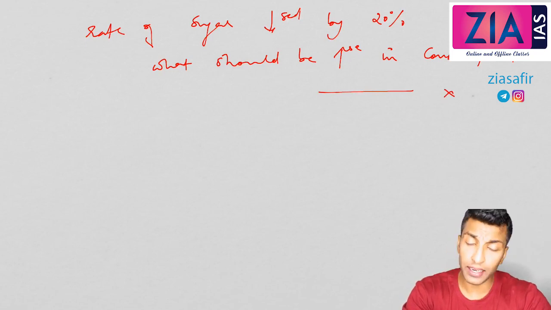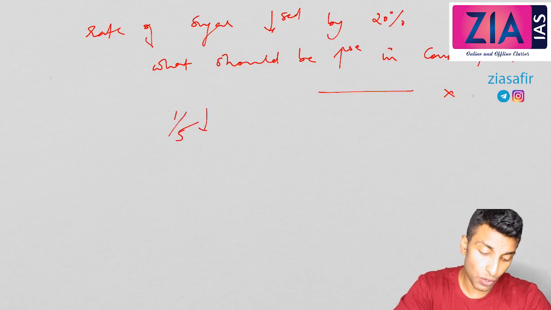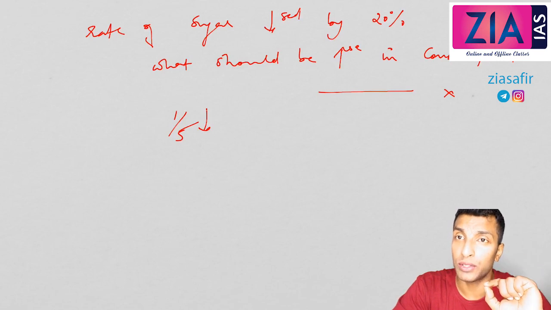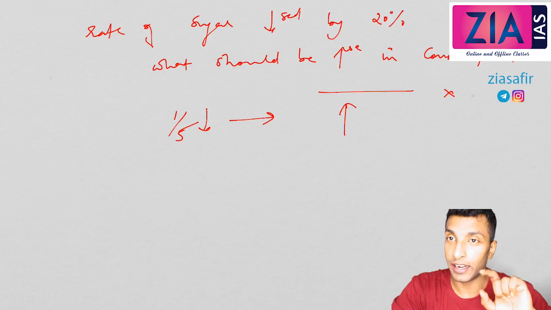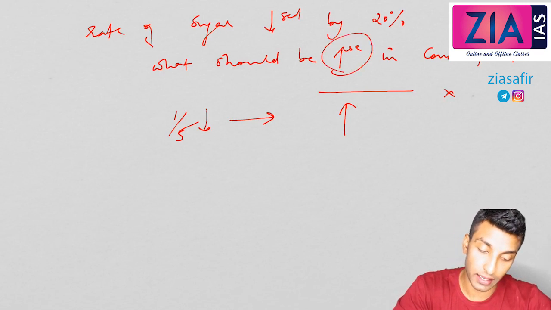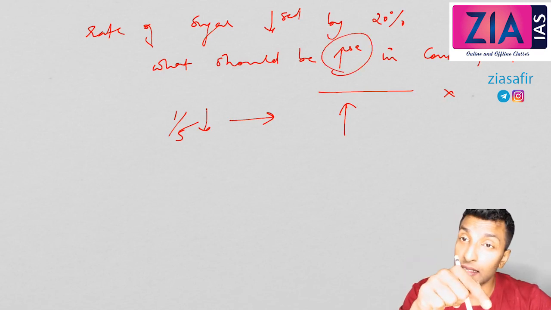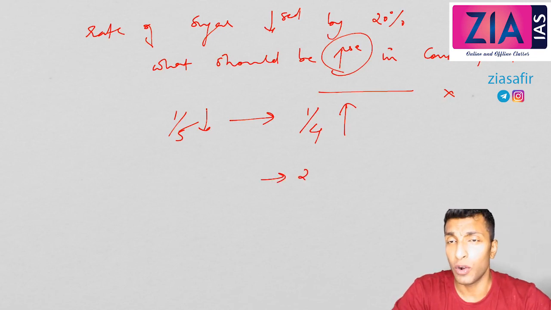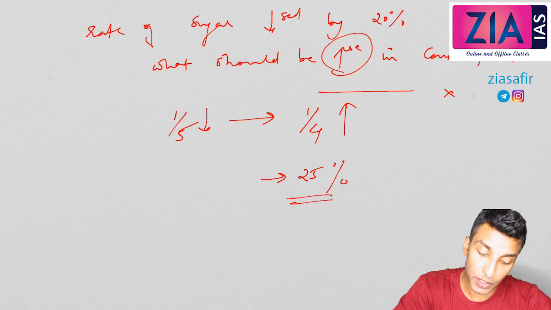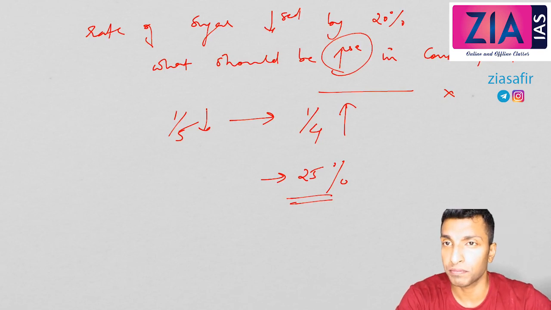So here directly you will write there is a decrease of 20%. So 1 by 5 decrease. How am I writing 1 by 5? It is 20 by 100. That is 1 by 5. So 1 by 5 reduction is there. That reduction will lead to an increase, and that's what they're asking. But since it is a reduction, minus 1, so that is going to be 1 by 4 increase. I got the answer. What is 1 by 4? That is 25%. So I got the answer.